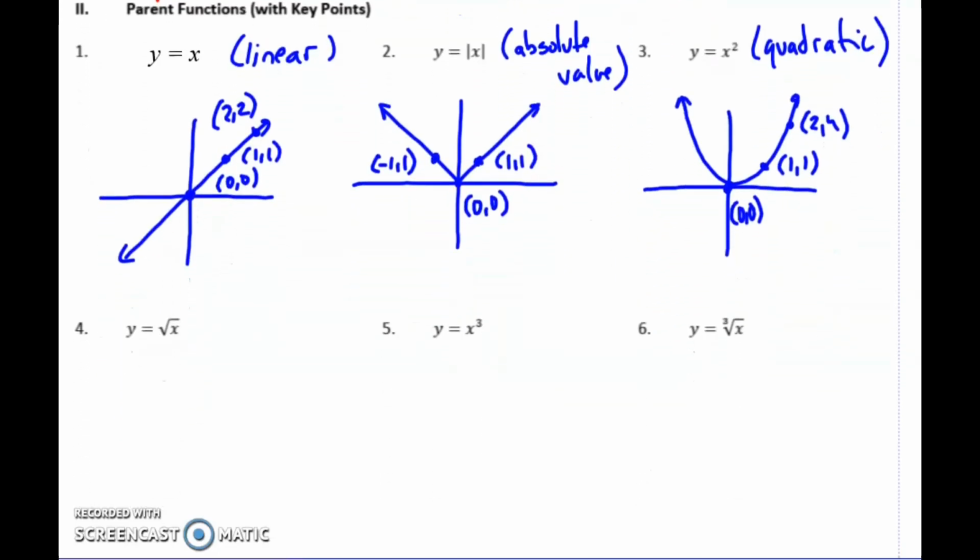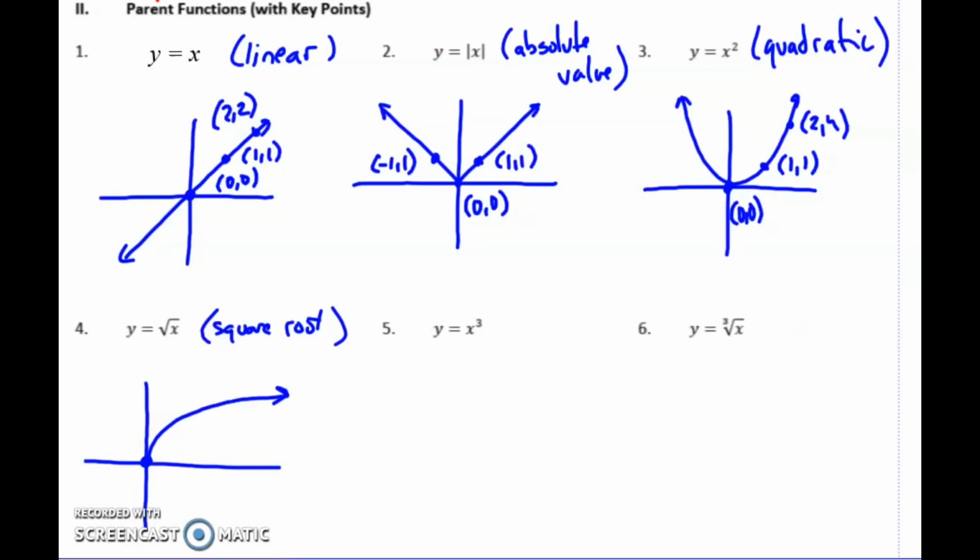Okay, let's talk about our square root. A little bit more challenging here. I know you have experience with this, but let's think about it for a second. Square root. I cannot take the square root of a negative number. You can't take the square root of a negative 1, right? It's an imaginary number. And we're talking about real numbers here on the coordinate plane. So 0, I could take the square root of. So it's going to start at 0, and the graph's going to kind of look like this.